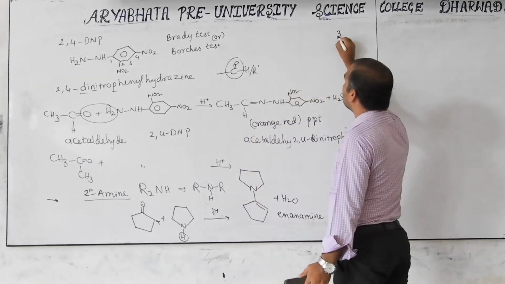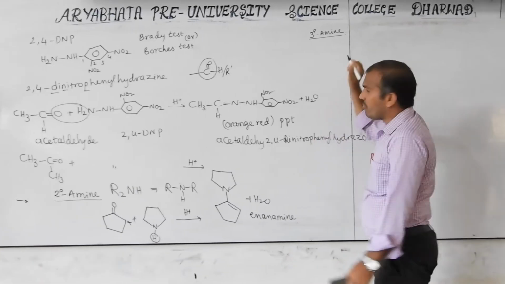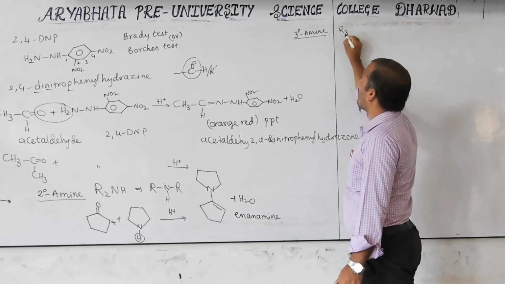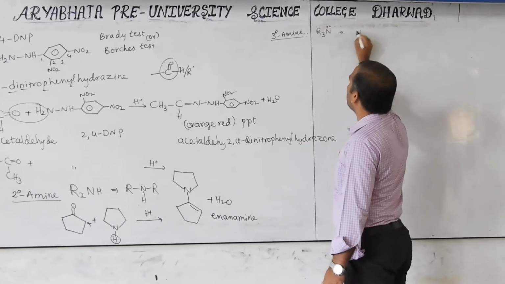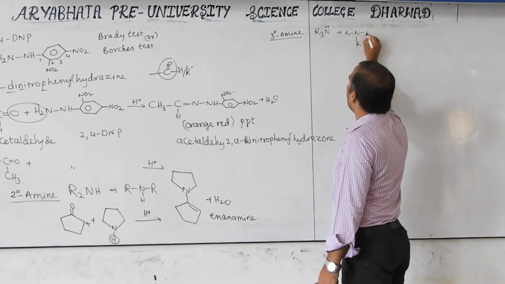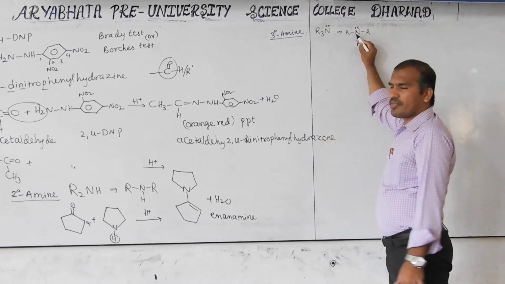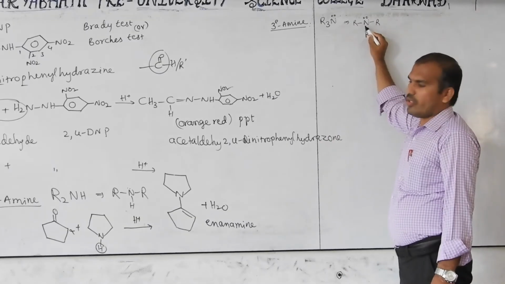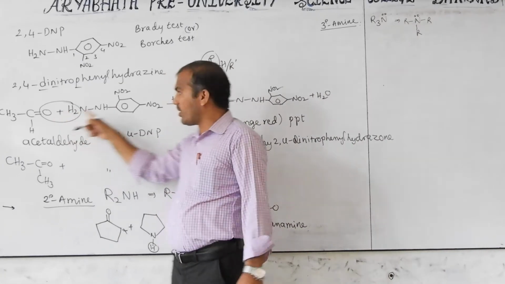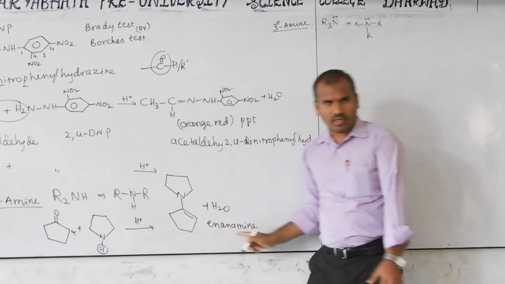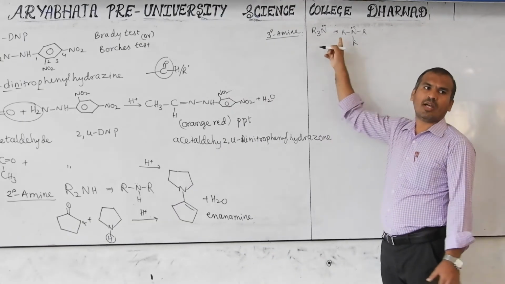Next, tertiary amine. Will the tertiary amine react or not? We will check. What is the tertiary amine formula? R3N with one lone pair. This can be generally represented as N here, R, lone pair. Now, is any hydrogen present on this nitrogen? No. In a secondary amine, one hydrogen is present. In a primary amine, two hydrogens are present. That's why they lost a water molecule. But to lose a water molecule or to participate in the reaction, there is no hydrogen here.